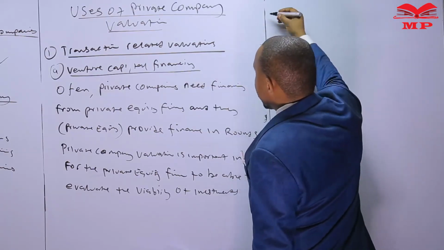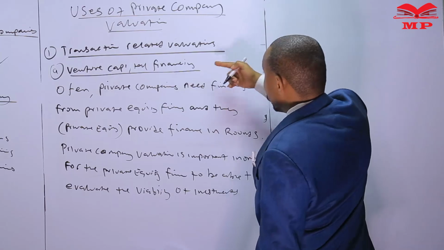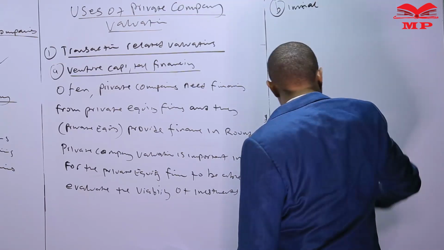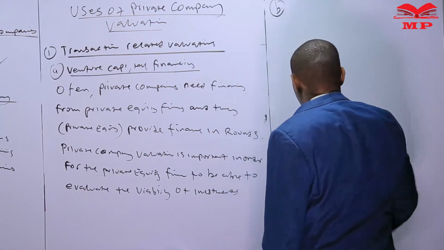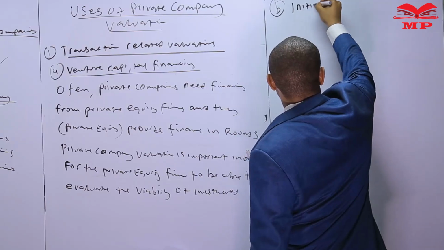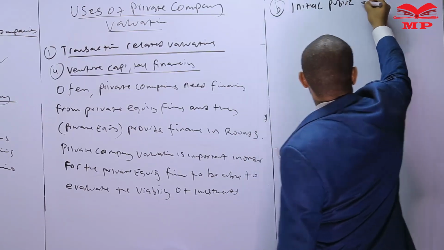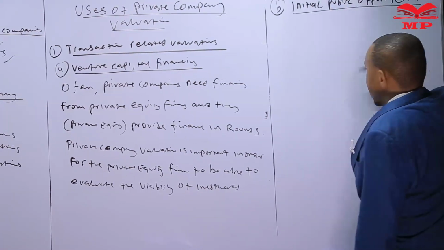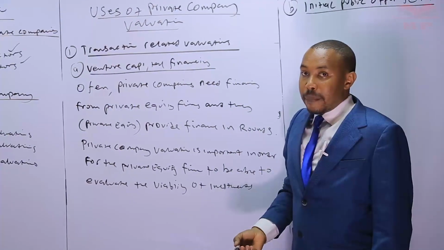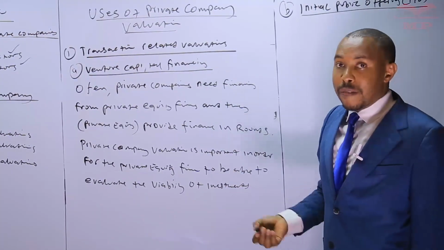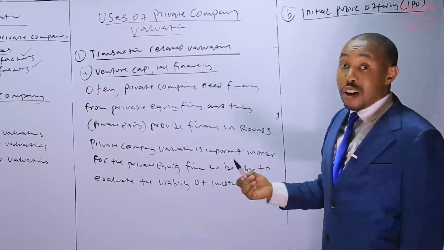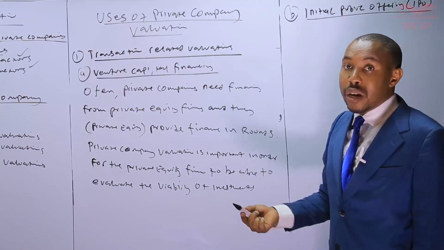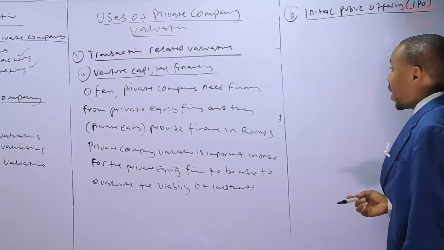The second transaction related valuation deals with the initial public offering, IPO. This private company that we're talking about here would want to become a public firm. So that is what we're saying, that the valuation of private companies is important, so that if the company wants to become a public firm, then we can determine the market value of the firm well in advance there.